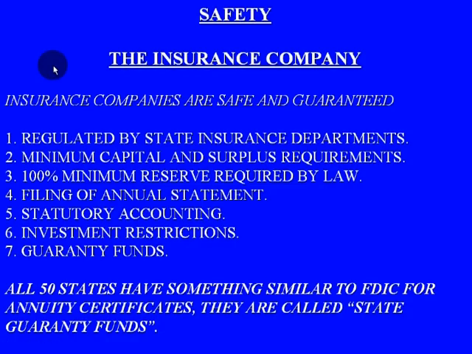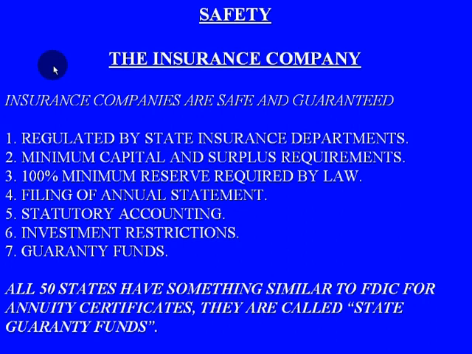One of the biggest things people are concerned with is safety. Insurance companies are safe and guaranteed. This is probably one of the most regulated types of industries in the world. First, it's regulated by the state insurance departments. Second, insurance companies must keep minimum capital and surplus requirements. Third, they also have to have a 100% minimum reserve required by law, and they have to file annual statements.